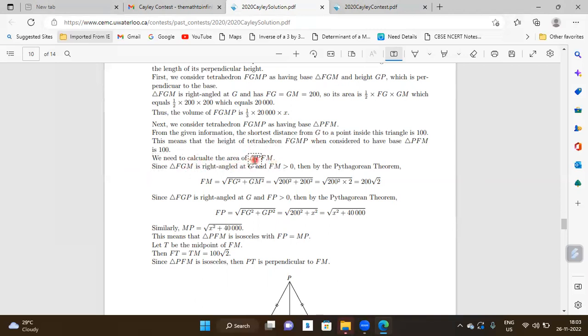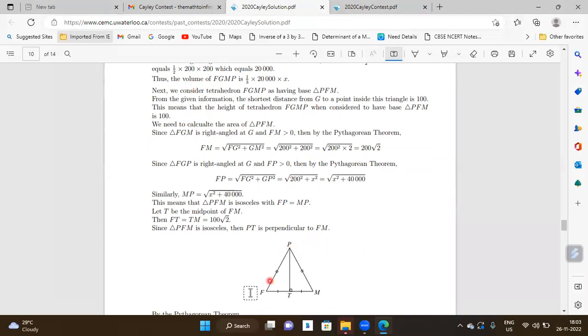So how do you calculate that? They are calculating this because PFM is not a right angle triangle. It is an isosceles one. So they also gave us the diagram for the PFM. Then we need to find the height. So they're saying that PT is perpendicular to FM. So now you would be able to see two right angle triangles here.